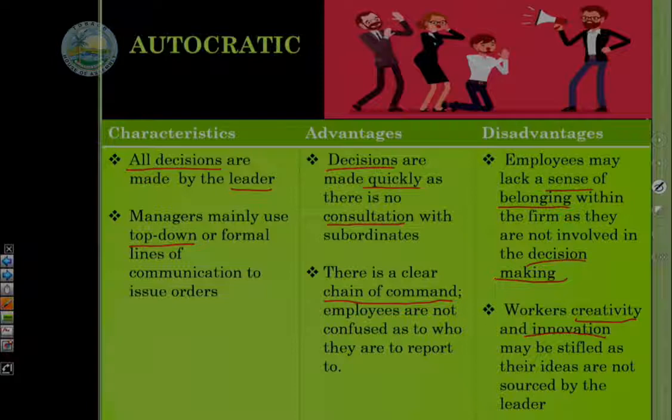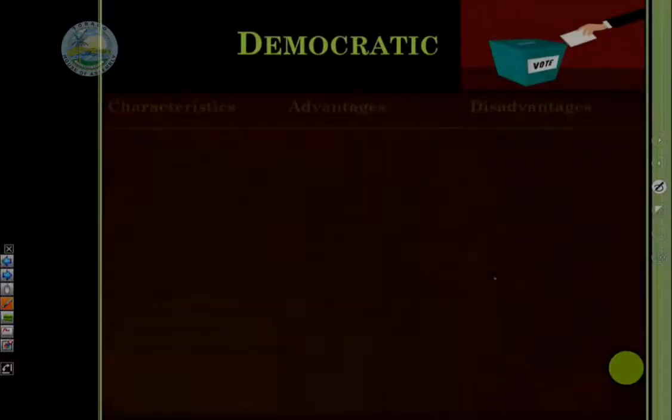So autocratic, all the decisions are made by the leader, and it's top-down in terms of the chain of command on the organizational structure. So you could see from the head to the subordinates. All right, disadvantages: lacks creativity and innovation when dealing with the employees or the subordinates. Number 2, democratic.